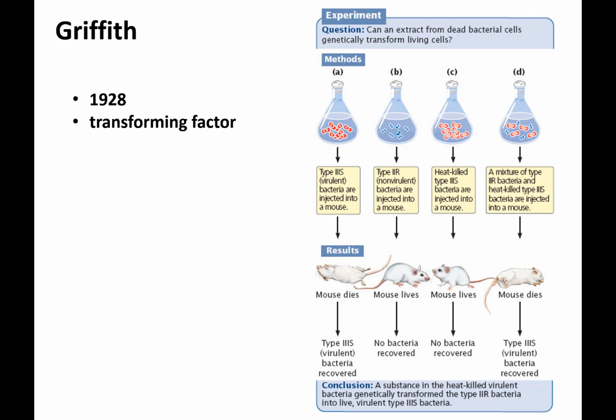Other people were trying to figure out, is it proteins or is it DNA that is the genetic material? And a really early experiment by Griffith in 1928 came up with this idea of that there is some kind of transforming factor in a cell that is heritable. So let me walk you through his experiments.